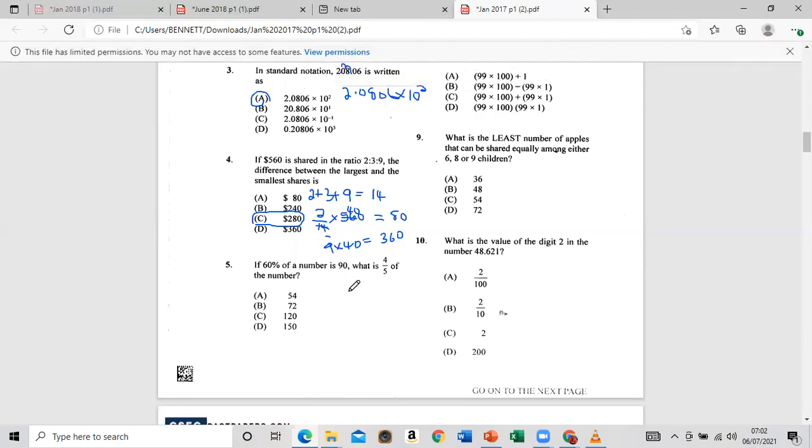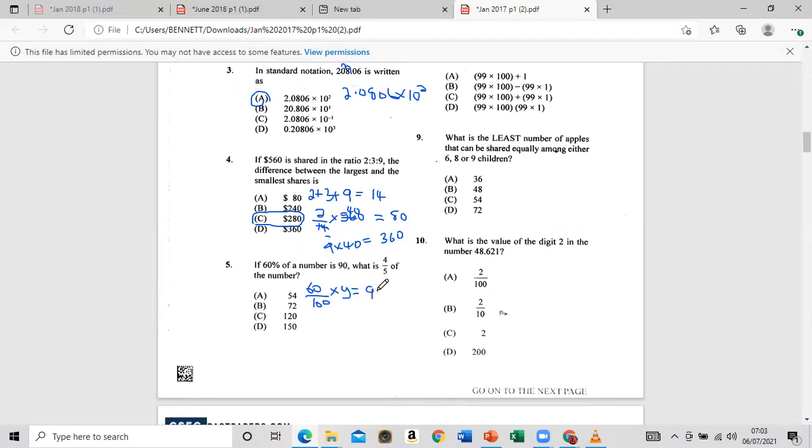Alright. If 60% of a number is 90, what is 4/5 of the number? Well, to find 4/5 of the number, let us first find the number that was taken 60% of. So it's 60 over 100, because that's what they did initially. Call the number y. We don't know what the number is, but we know that it must equal 90, right?